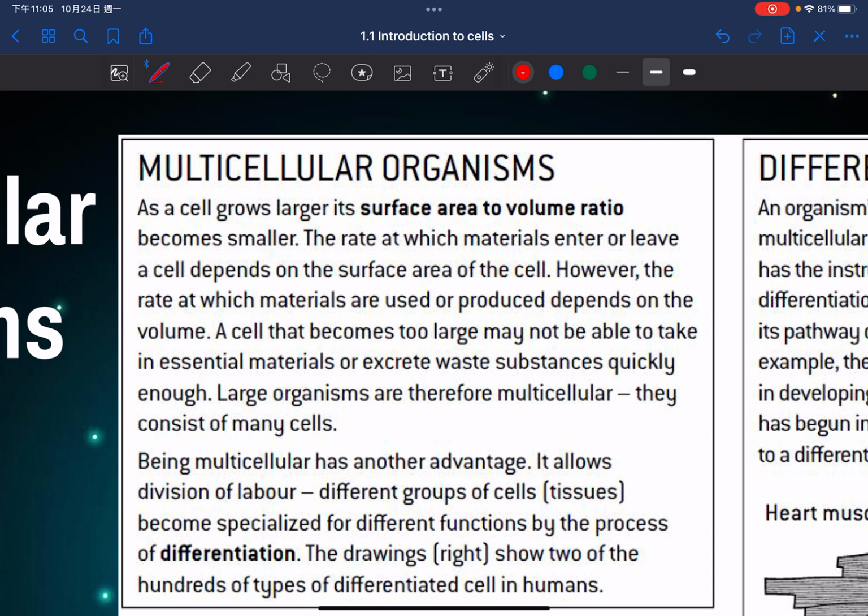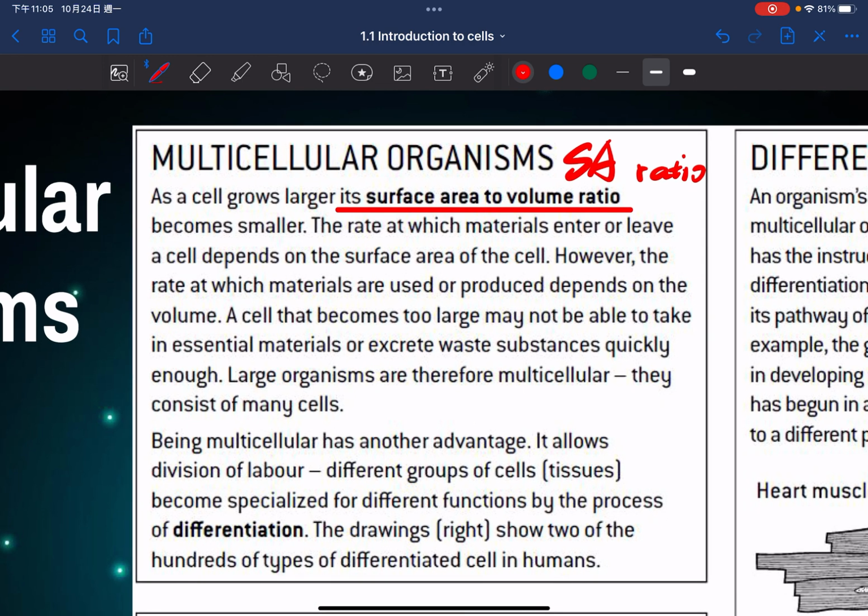We care about its surface area to volume ratio. I already asked you to do some tasks or activities in my class. It's the SA ratio. What is it? Because you know that the cell cannot be too big, but the cell cannot be too small too.